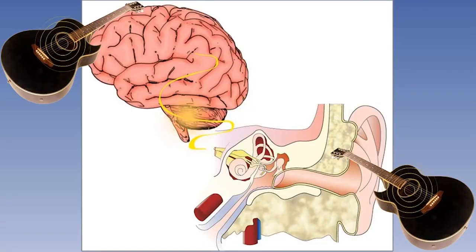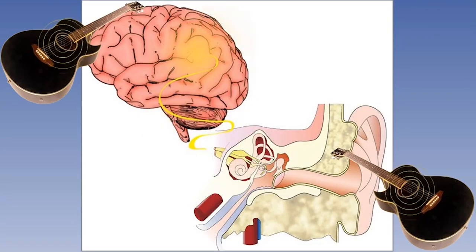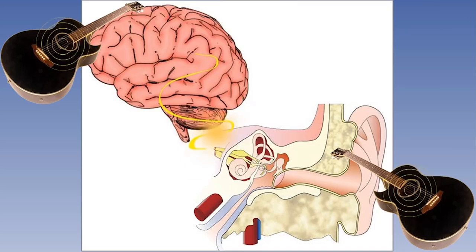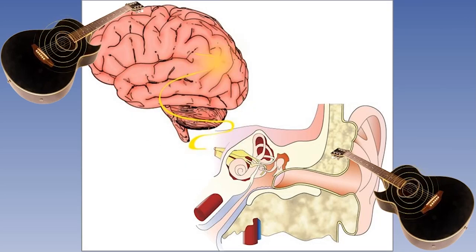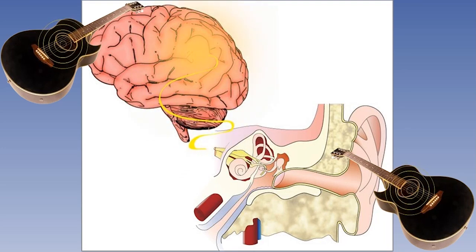The outer and middle ear deliver sound to the inner ear at a suitable pressure and amplitude for the sound to be converted into a neural message to the brain, which then interprets the message as the original sound.